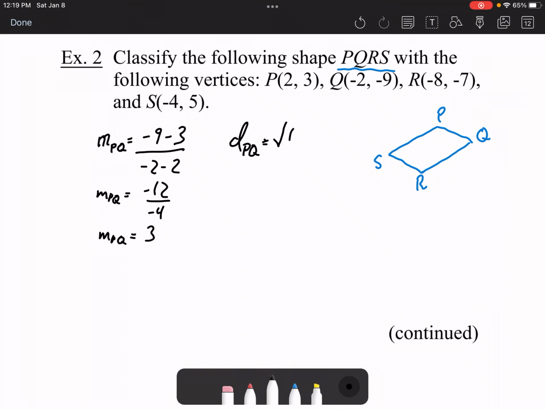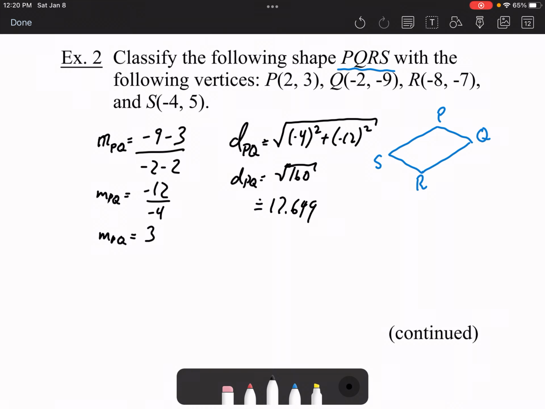After a while, you realize you take your x values and square them, take your y values and square them, and I get the square root of 160, which is approximately 12.649 units. Okay, so there's PQ.